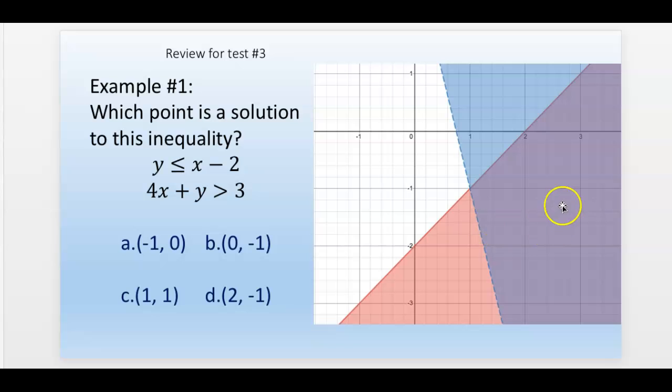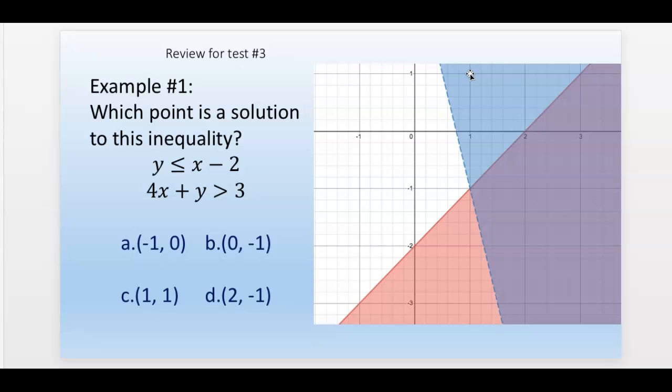Guys, look for the double shaded area. It's in the dark kind of purple part. That's the double shaded area to this system of inequalities. And which of these 4 points is in that double shaded area? Well, let's see, -1, 0, that's right there. That's not in there. How about 0, -1? Nope, that's right there. How about 1, 1? Well, 1, 1 is right there. That's in the blue area, but it's not in the red area. So it's not part of the solution.